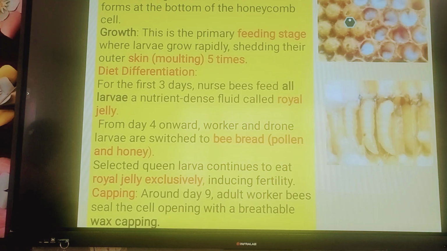So what is capping? Around day 9, adult worker bees seal the cell opening with wax capping, through which it can still breathe. So that is the capping. You can see the comb cells and larval stages at different instars.